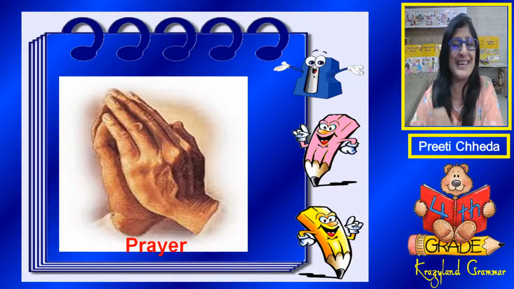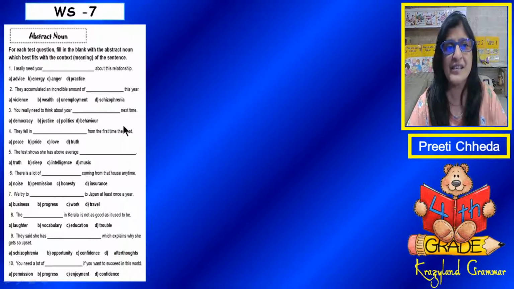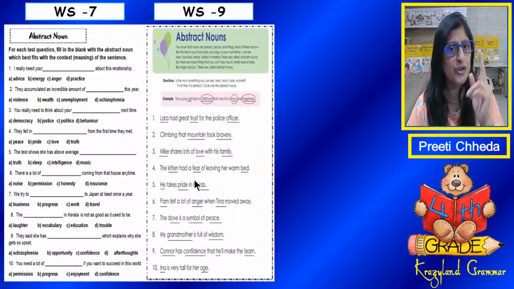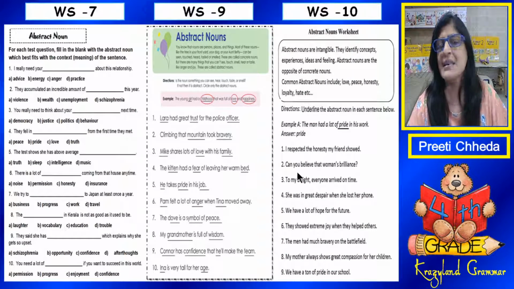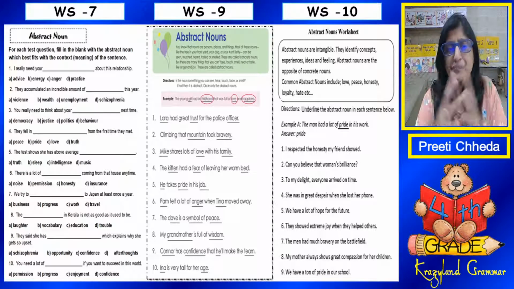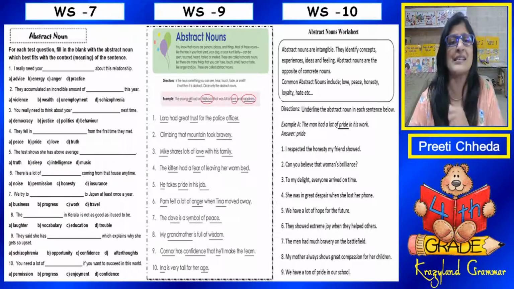Next, what you have to keep ready is your worksheets. This is your worksheet number 7, that is WS7. It has 2 pages, 1 and 2. And worksheet number 9 also has 2 pages, 1 and 2. And the worksheet number 10 also has 2 pages, 1 and 2. So you have to keep these 3 worksheets ready. So kids, take out the worksheets, get ready and let's start.